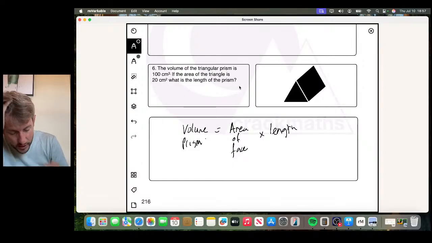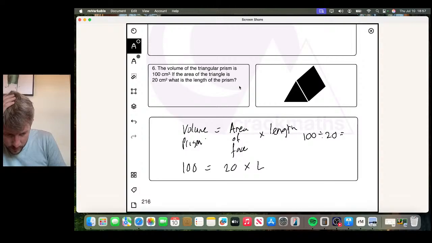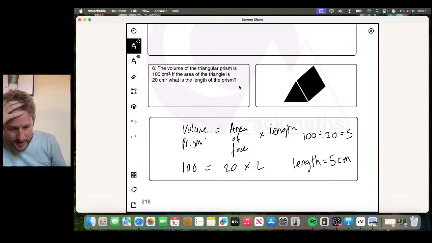Okay, so what we need to do is we just need to plug this in and work backwards. So the volume of the prism is 100, and that equals the area of the face, which is 20, times the length. Okay, so we know that 20 times something equals 100. Well, if we do 100 divided by 20, that equals 5, and so therefore 20 times 5 is 100, so the length must equal 5 centimetres.